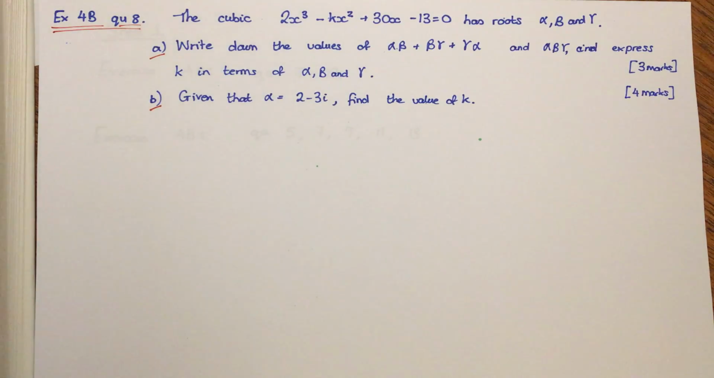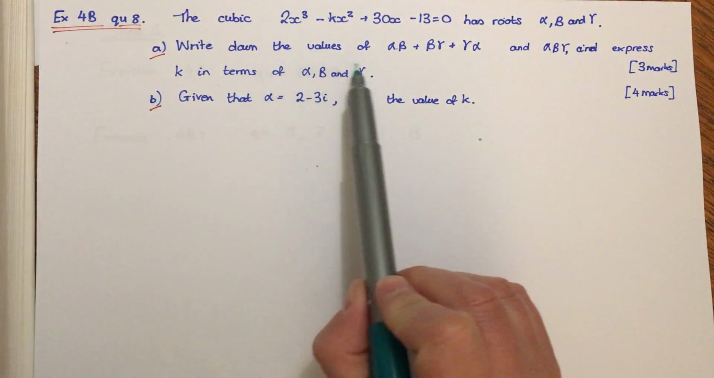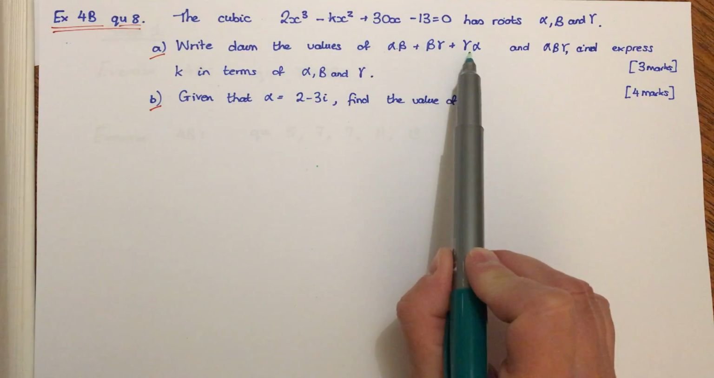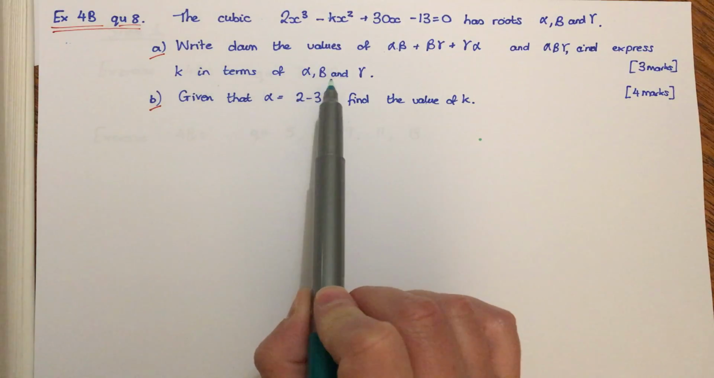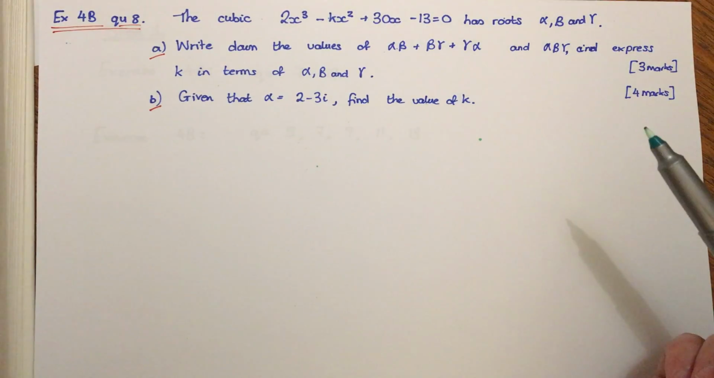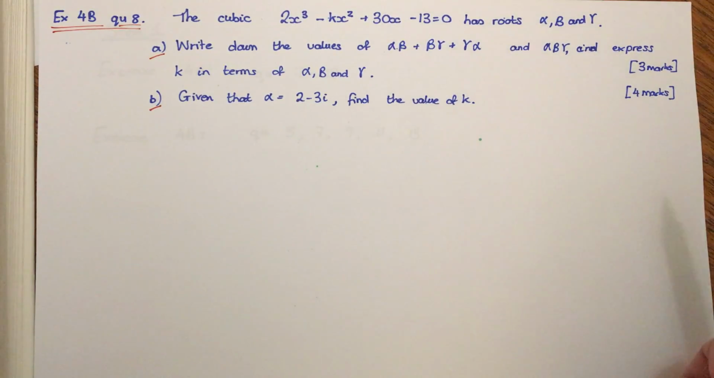Okay, and lastly, so the cubic 2x cubed minus kx squared plus 30x minus 13 has roots alpha, beta and gamma. Write down the values of alpha beta plus beta gamma plus gamma alpha and alpha beta gamma, and express k in terms of alpha, beta and gamma. So this is just an extension of what you've done before. We're going to be using the same results.